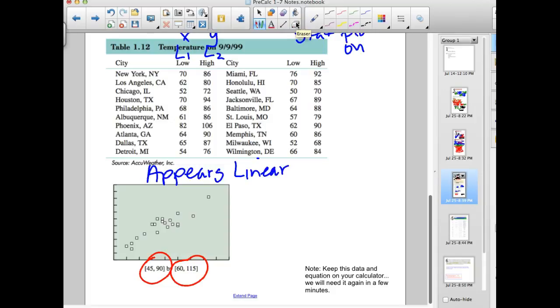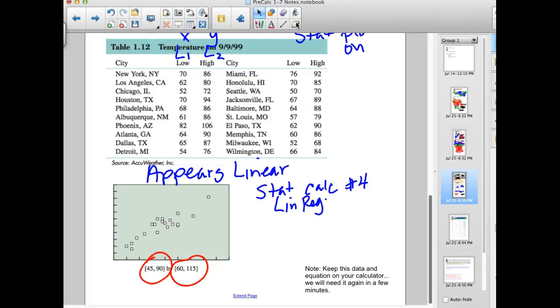So we are going to do a linear regression. You're going to go to Stat, Calc. Number 4 should say linear regression. On our calculators, we're going Stat, Calc, number 4. I'm going to tell it that I am using list 1 for x's and list 2 for y's. You guys with the newer calculators, it should say x list and y list.